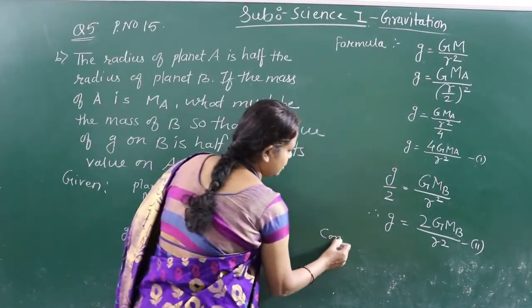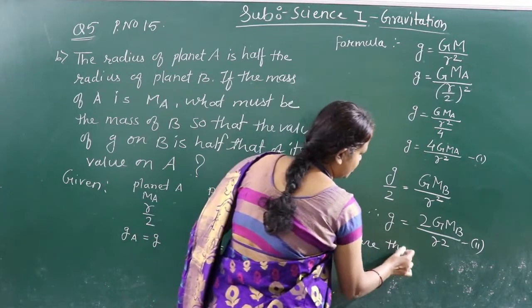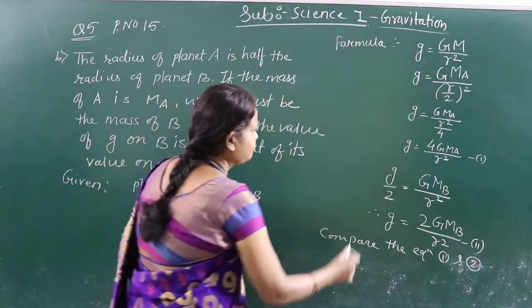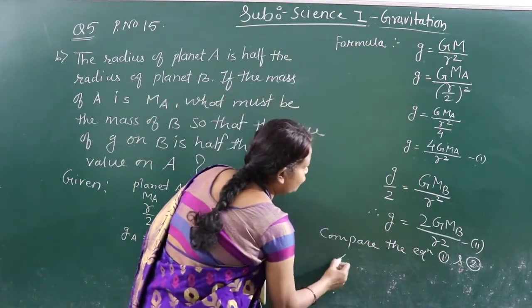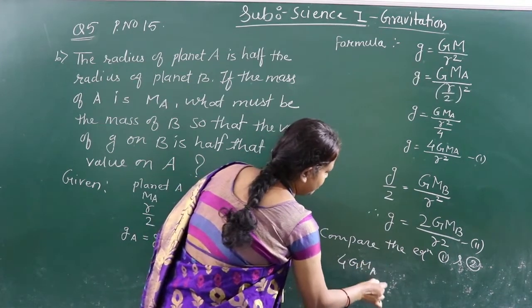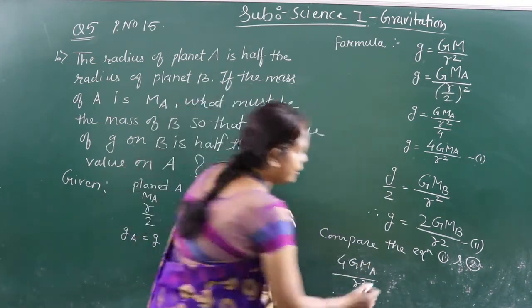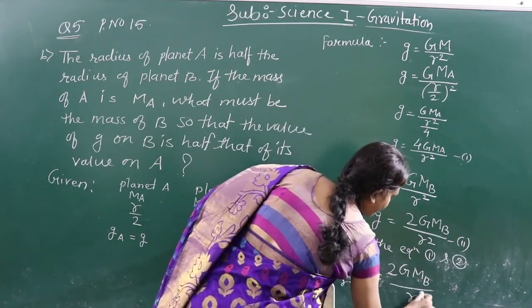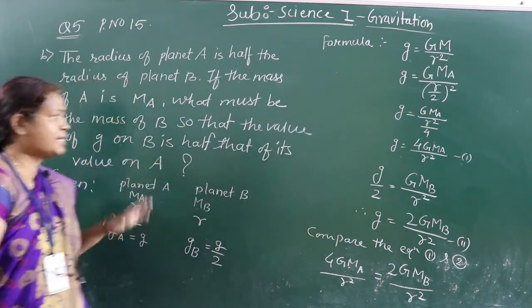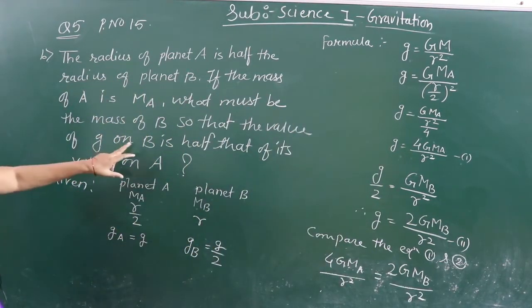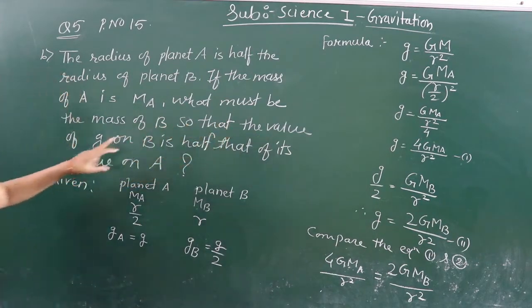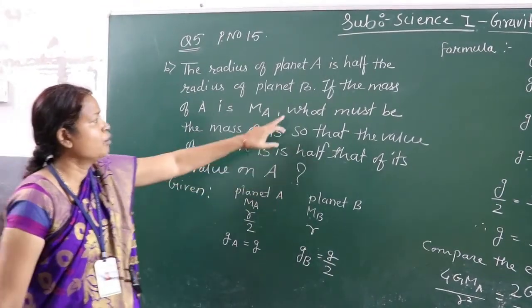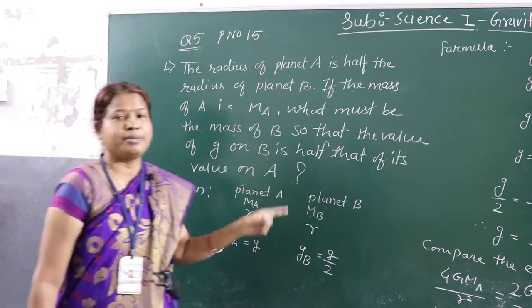Now compare equations 1 and 2. What did you get? The first equation, 4 G M_A upon r square, is equal to 2 G M_B upon r square. What is asked in the question? So that the value of g on B is half that of its initial value on A, what must be the mass of B?